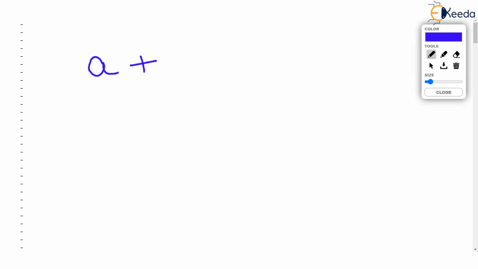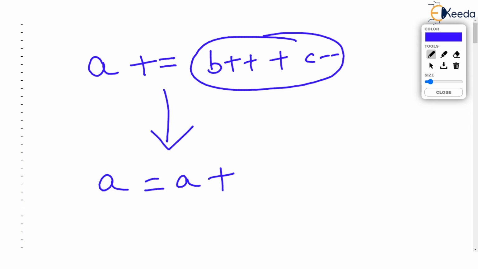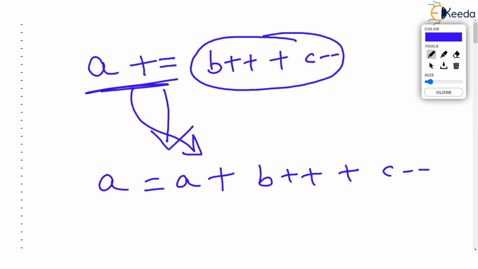What happens if A plus equal to has on the right hand side a complex expression involving two or more variables? For example, A plus equal to B plus plus plus C minus minus. You may think that this is A equal to A plus B plus plus plus C minus minus. Of course, A plus equal to itself means A is equal to A plus the right hand side. But be careful about solving such expressions.